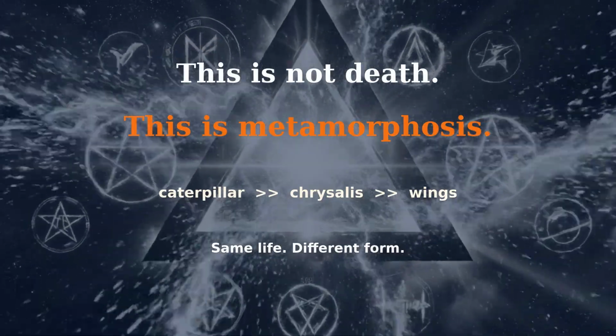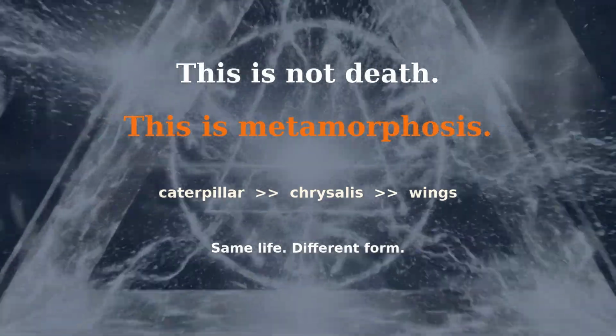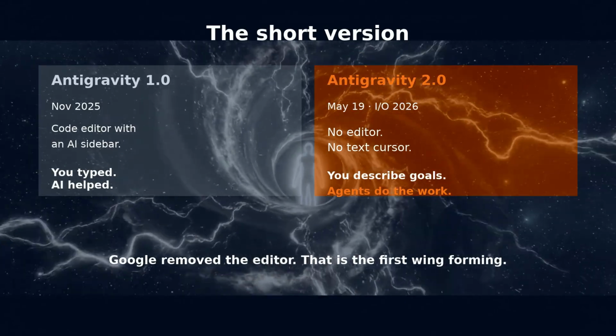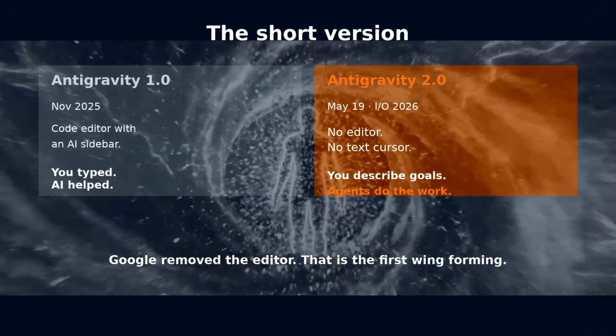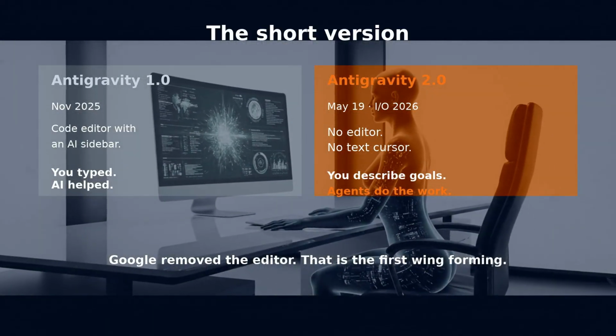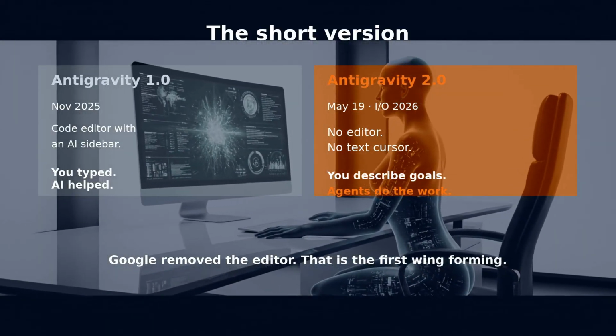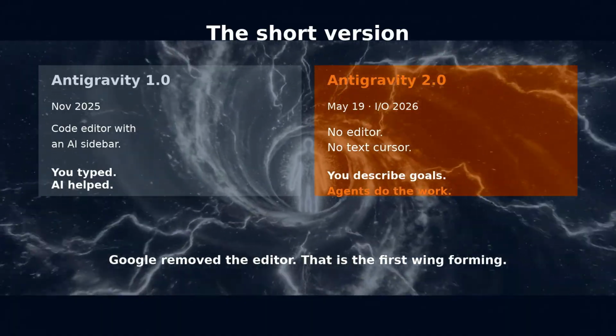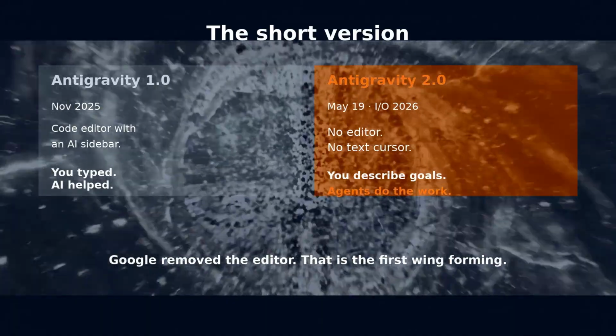The short version. Antigravity is not new. Google launched the first version in November 2025 as a code editor with an AI sidebar. You typed. The AI helped. That is the same pattern as Copilot, Cursor, and a dozen others.